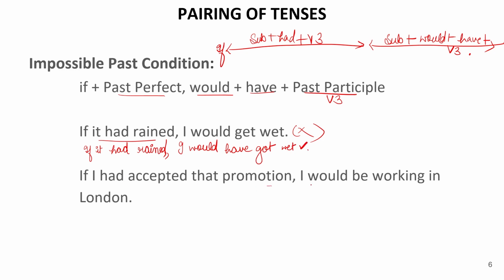If I had accepted that promotion, I would be working in London. Now, if I had accepted, this is past perfect. So the remaining clause will be would have been working in London. So now this will be the correct sentence.